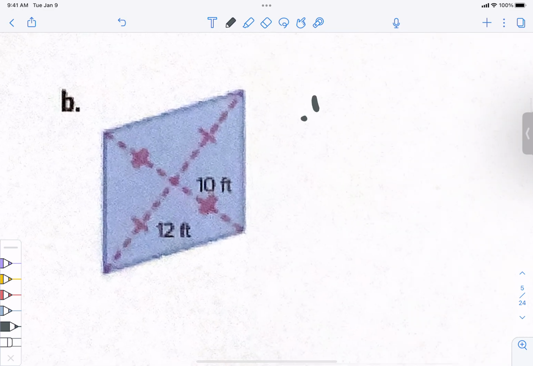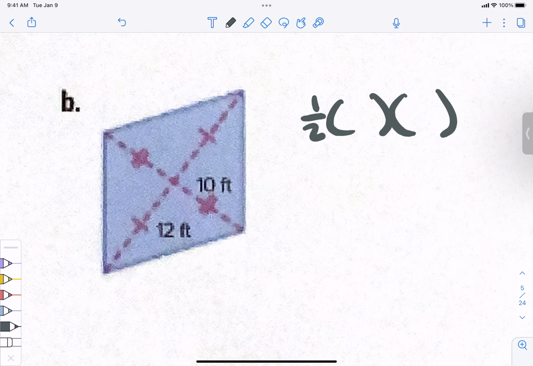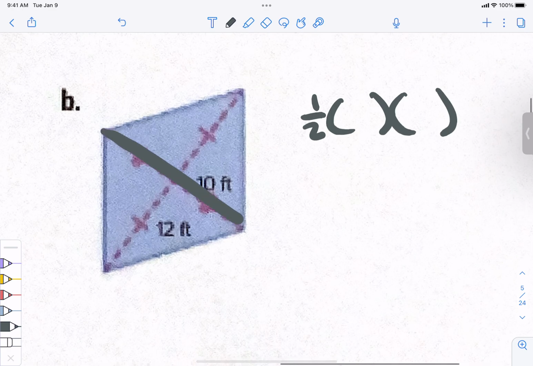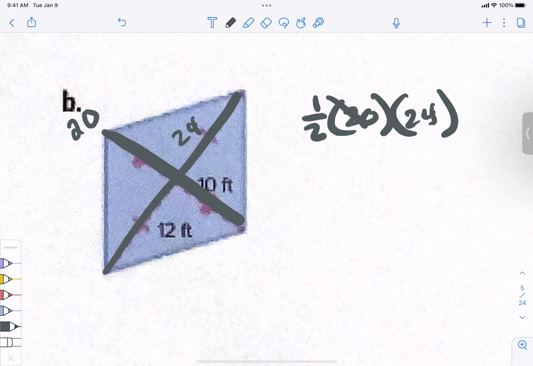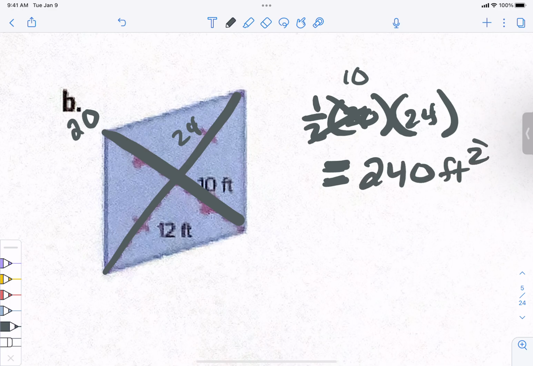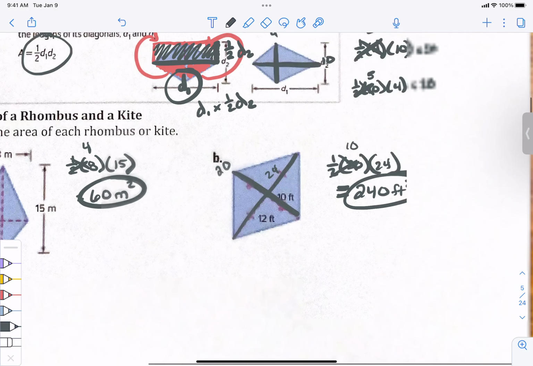Okay? Next, B. I'm going really fast. Half of diagonal 1 times diagonal 2. What's the first diagonal? This one is, if we say that's our diagonal 1, that's actually 20 because 10 is only from here to here. You see how the markings are? Okay. Then what's the other diagonal? 24, right? So do you want to go half of 20 times 24 or half of 24 times 20? I'm going to go 20 just because half of 20 is 10 and 10 times 24 I can do in my head. What's 10 times 24? 240, and that's in feet squared. Good? I'm going really super fast, guys.